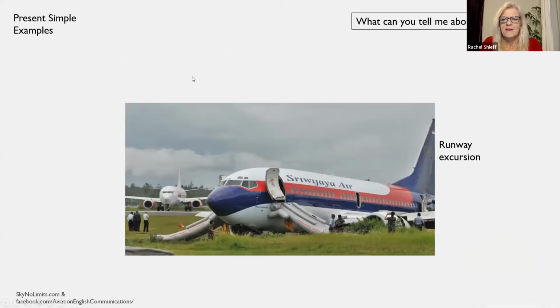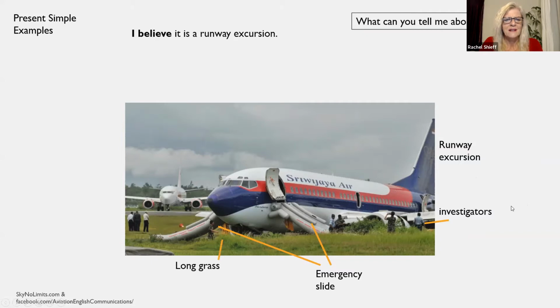So what can you tell me about the photo? First of all, we're going to go through the vocabulary, and this is a runway excursion. We have investigators, emergency slides, long grass, and the first sentence we have here is, I believe it is a runway excursion. I believe. So present simple, I, verb believe, I believe it is a runway excursion. I see 2 emergency slides.